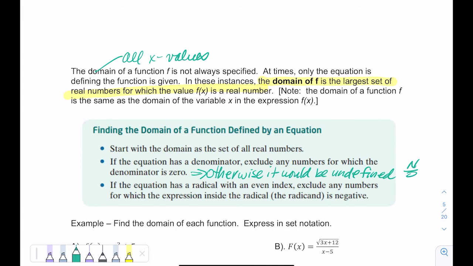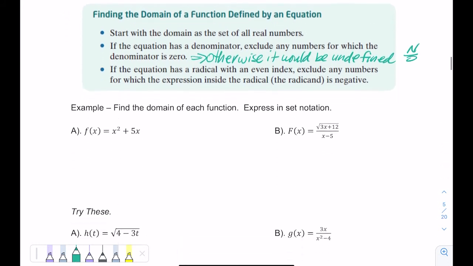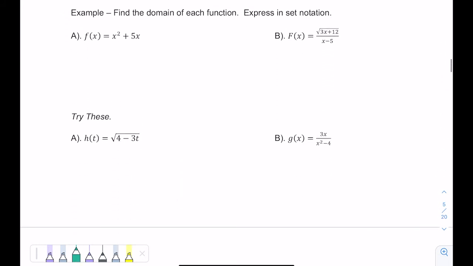If the equation has a radical, when I say radical, I mean like a square root, with an even index, so square root, fourth root, sixth root, the expression inside has to be nonnegative. It can't be negative. So we're going to restrict the values of the domain. So if I was to find the domain of this first function here, we're going to express it in set notation and also interval notation, x squared plus 5x.